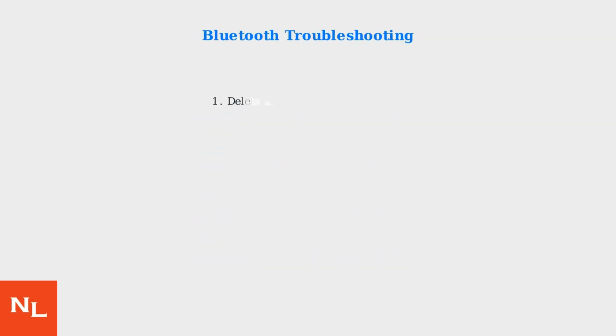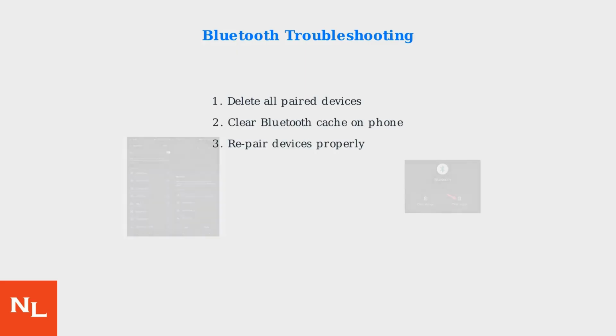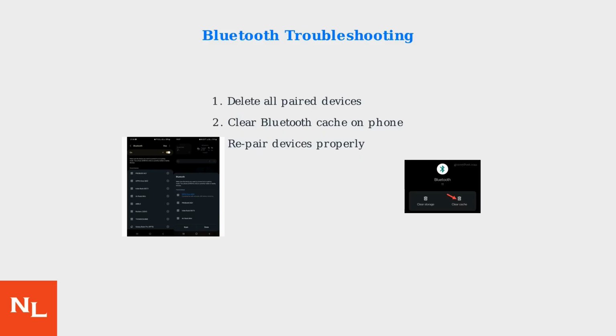For Bluetooth connectivity problems, delete all paired devices from both your phone and the vehicle, clear the Bluetooth cache on your smartphone, and then re-pair the devices following the proper sequence. This resolves most connectivity issues.